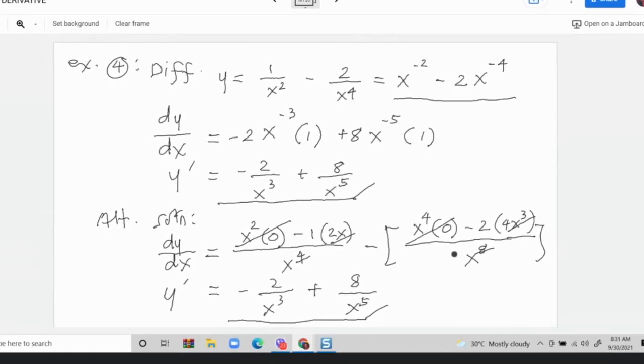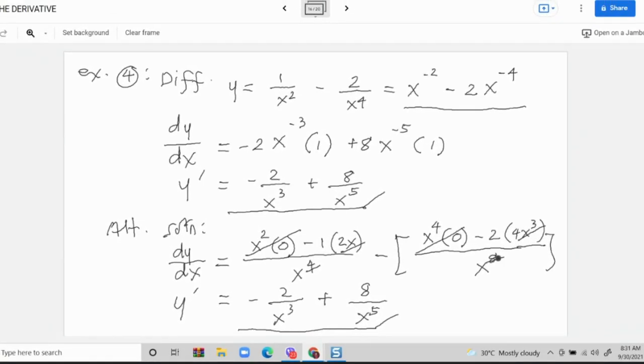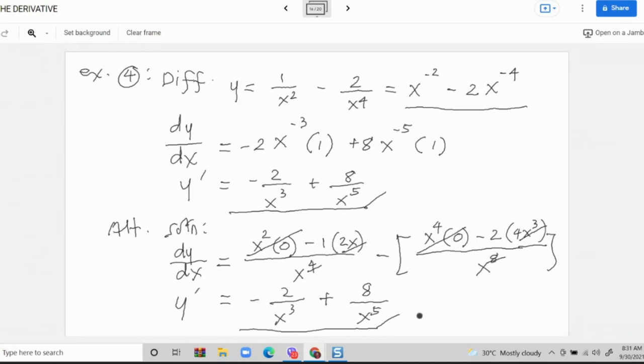Na dire sa second term, cancel out na to ang x cube. Ang mabilin diri sa ubos is x to the power 5. So, positive 8 over x to the power 5. So, we have the same answer. Nakita niyo guys, nga pariha ra, no? The same as pariha. So, either power formula or quotient formula, it's okay, no? Wala yung problema.